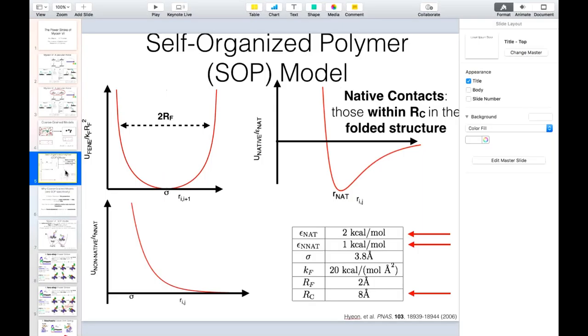Specifically, in Dave's group, some of his former students and postdocs have developed a model called the self-organized polymer model, in which essentially there are three types of interaction. There is a bonded interaction between consecutive beads. A native contact interaction, between beads that are within a distance of 8 angstroms or less in the native structure, which has a minimum in the energy and is only considered if the beads are sufficiently close in the native state. And then there is a non-native interaction, which is purely repulsive and makes the polymer self-avoiding.